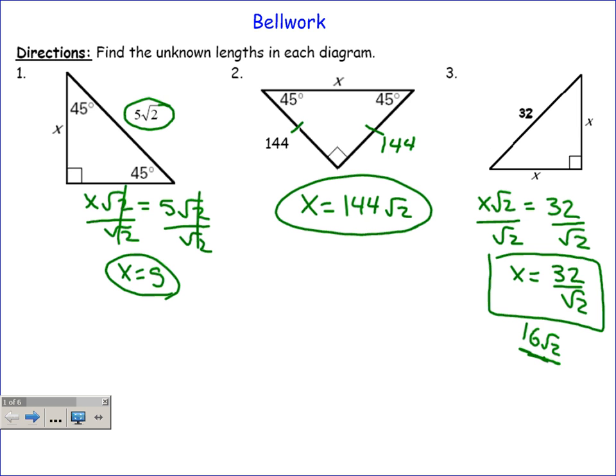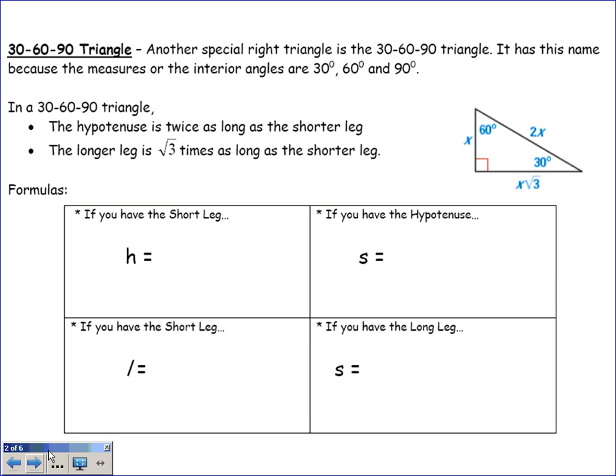Okay? All right. So today we're talking about 30, 60, 90 triangles, which are very, very popular triangles. This is another special right triangle, a 30, 60, 90 triangle. It has that name because the measures of the interior angles are 30 degrees, 60 degrees, and 90 degrees. Duh. Okay, so that's why it's a 30, 60, 90 triangle.